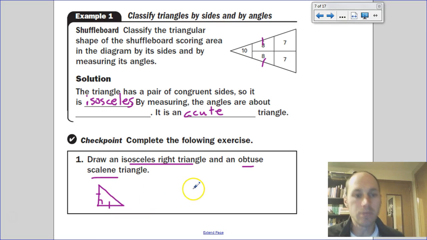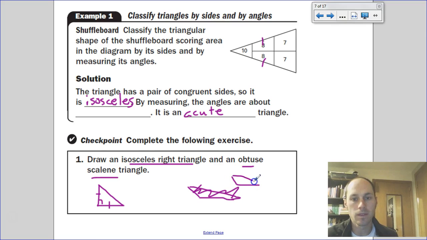And an obtuse scalene, so all sides are different. And it's not a very well drawn line. We've got one obtuse angle. Maybe I should draw a better one. That's not a whole lot better. Probably should just move on.